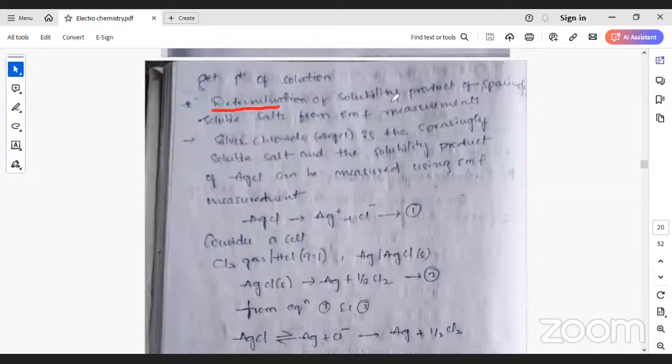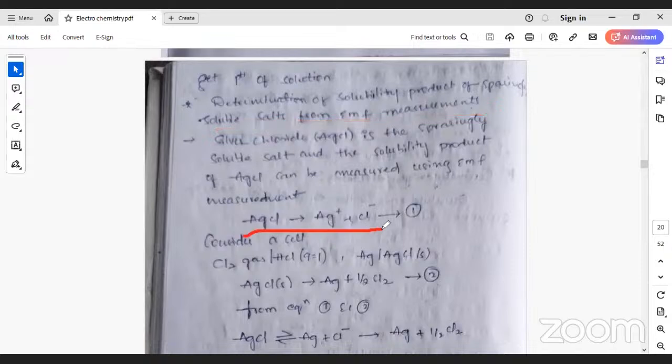One more concept will be there, which was not discussed yesterday. That is the determination of the solubility product of sparingly soluble salts from EMF measurements. Sparingly soluble salts means partial dissociation into the ions.